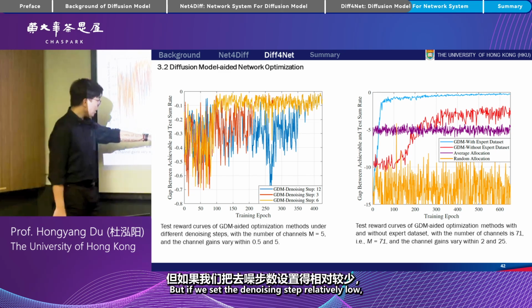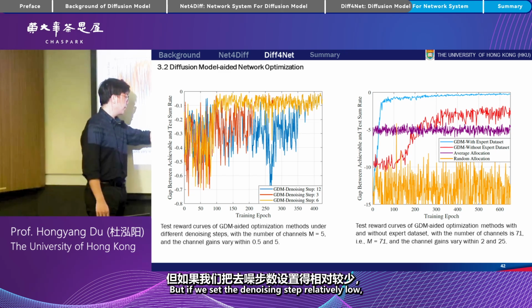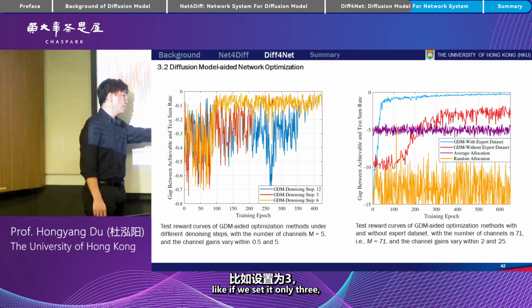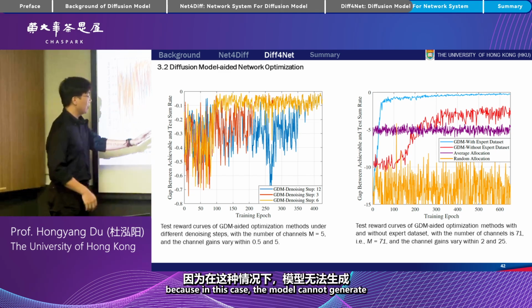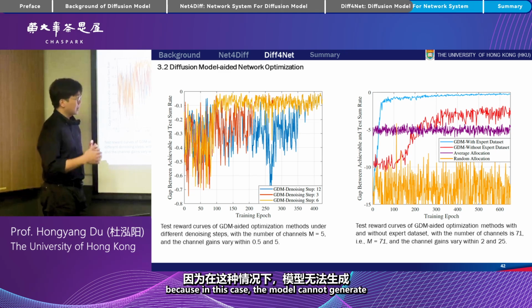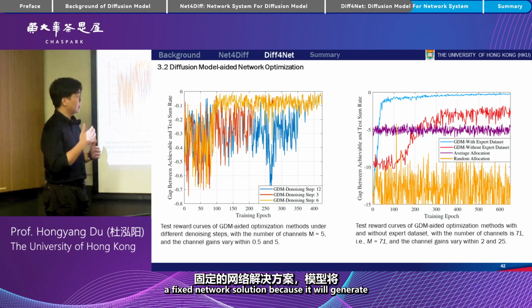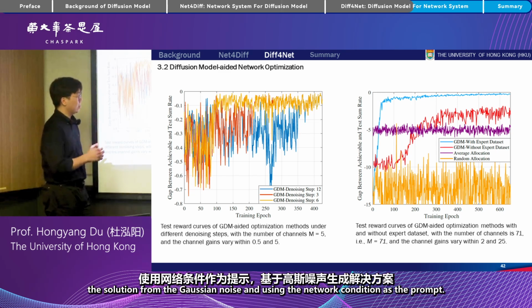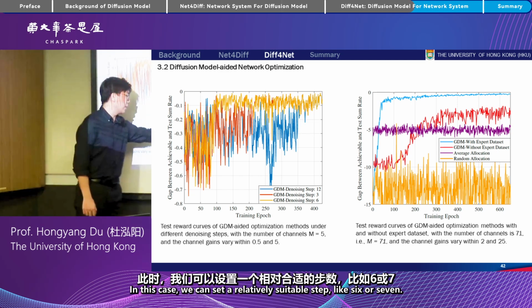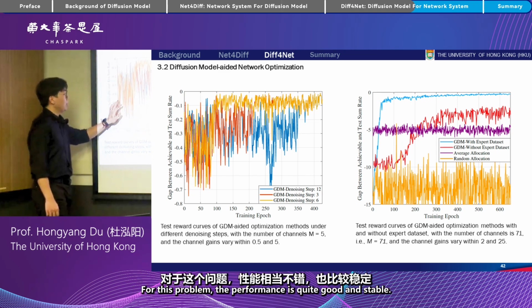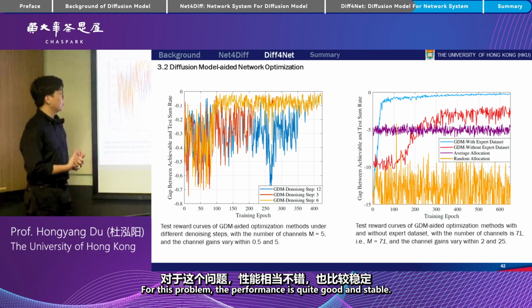But if we set the denoising step relatively low, like if we set it to only 3, the performance is also not that good, because in this case, the model cannot generate a fixed network solution, since it will generate the solution from the Gaussian noise and use the network condition as the prompt. In this case, we can set a relatively suitable step like 6 or 7. For this problem, the performance is quite good and stable.